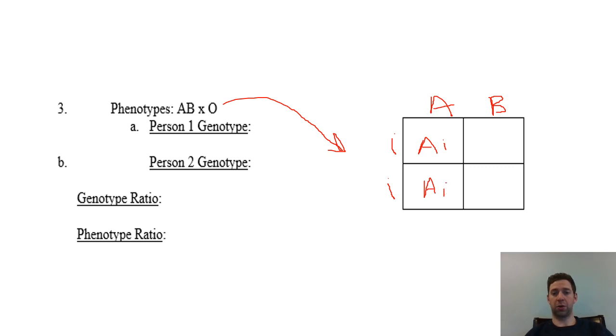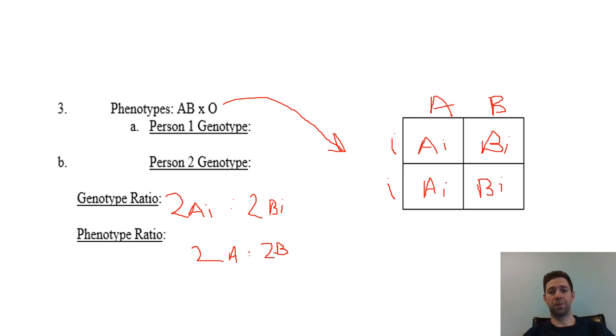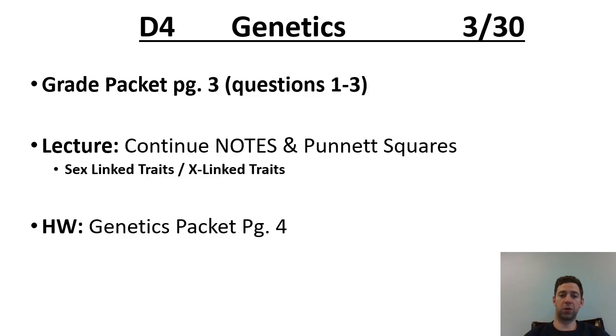It looks like there's only going to be two outcomes. The individual is going to be BI or AI. So for genotype ratio, let me check my answers. Yep, that looks right. 2 AI to BI. And phenotype ratio 2A to B. 50-50 chance there. Okay, so just 3 points from the homework from what we've done so far.